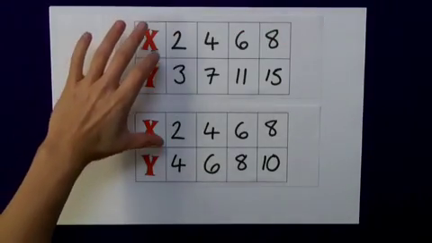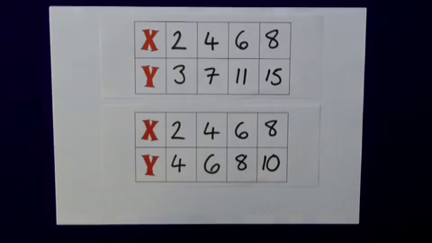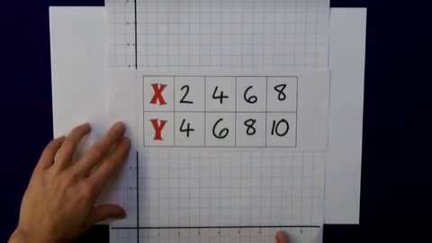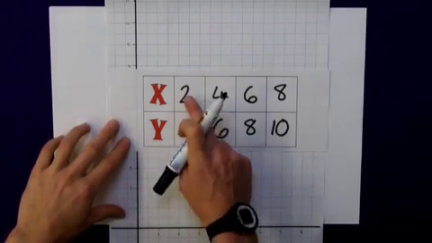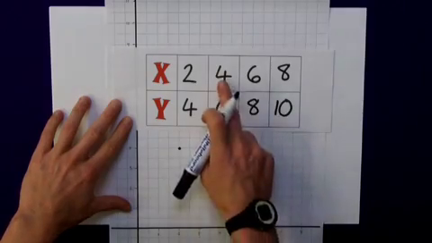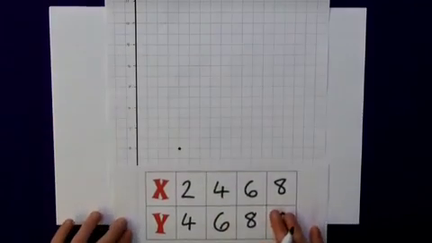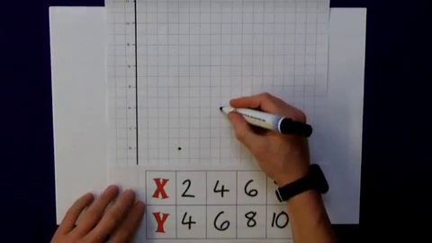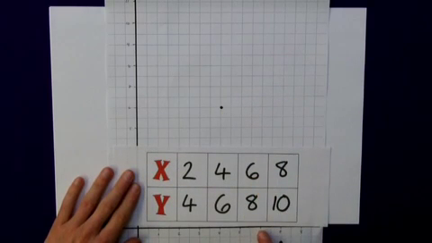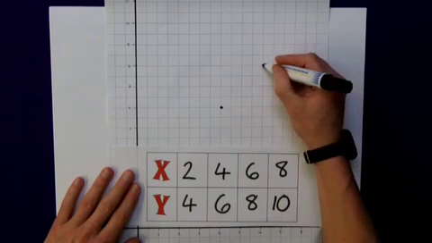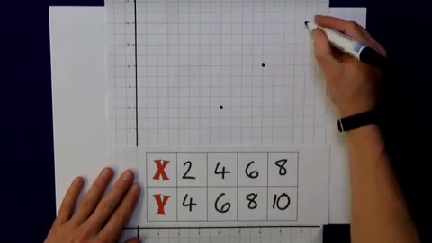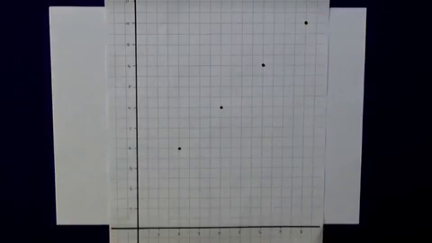So I can plot these two sets of coordinates together on a pair of axes. So, remembering that my x-axis is the one which goes across, so therefore my y-axis goes up. 2 across, 4 up will give me the point here. 4 across, 6 up is here. 6 across, 8 up is there. And 8 across, 10 up is here. So I can now join those together as a straight line.